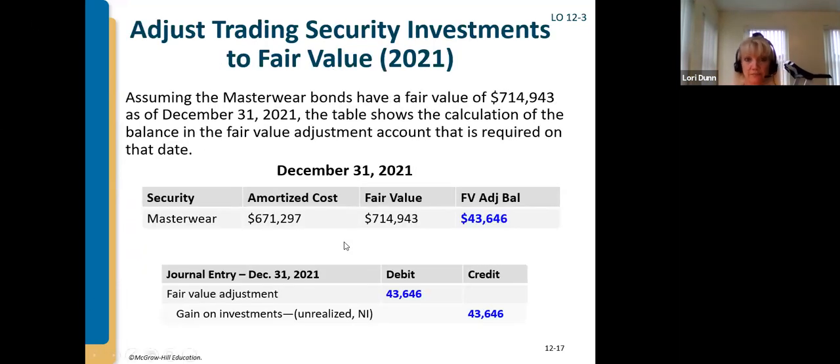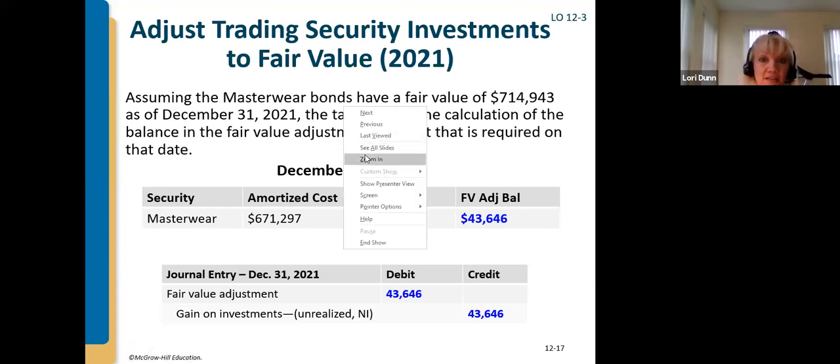Let's see it in action. Masterware bonds, okay, so those Masterware bonds we bought, we're the investor. It doesn't say it here, but we're pretending we're United, the ones who bought the Masterware bonds. They have a fair value of $714,943 at the end of December. Now, where is this $671,297 coming from? Well, let me take you back.